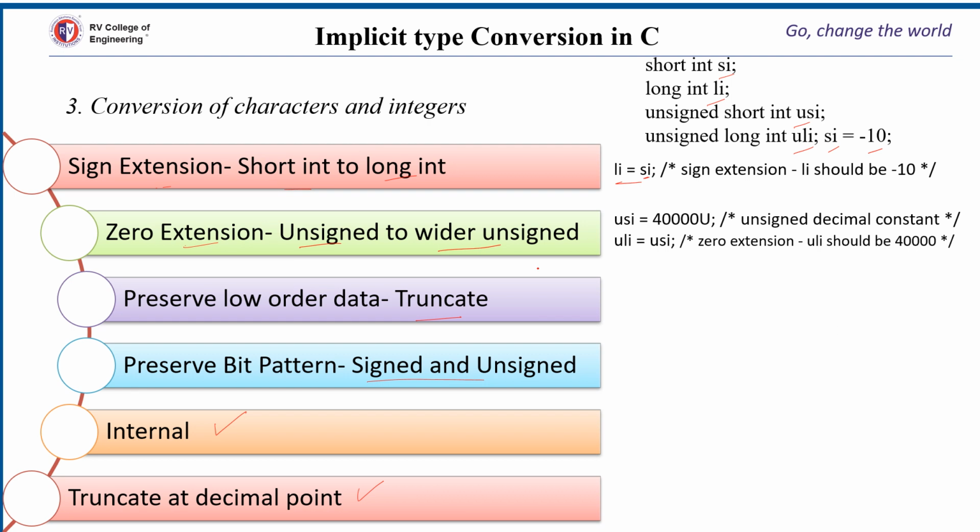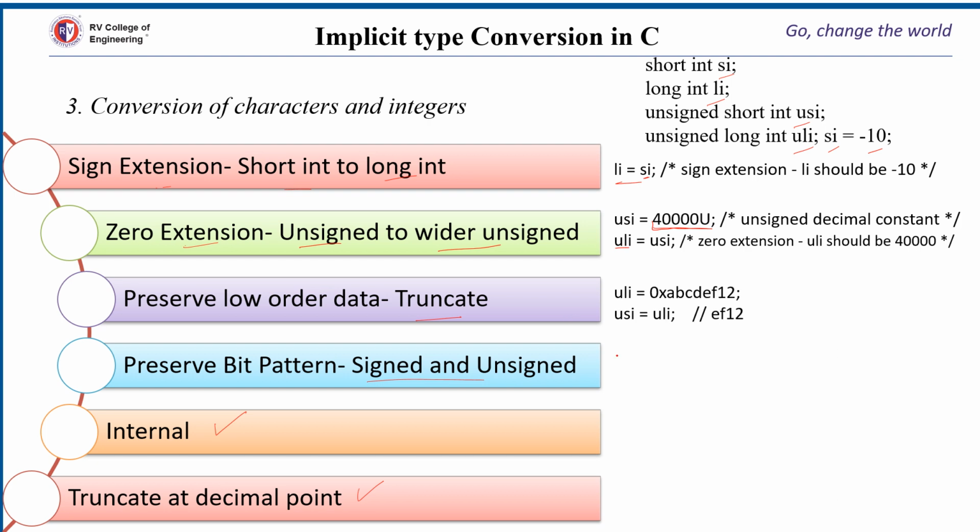Next, when I have an unsigned decimal constant, this is how we write it: a constant followed by u. This indicates it's an unsigned decimal constant. Now when I assign that to an unsigned long int, there will be a 0 extension because there is no sign. So zeros will be added.